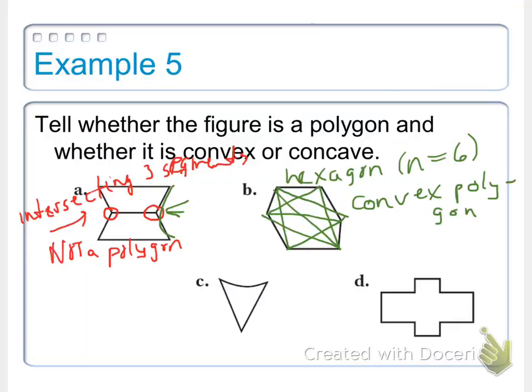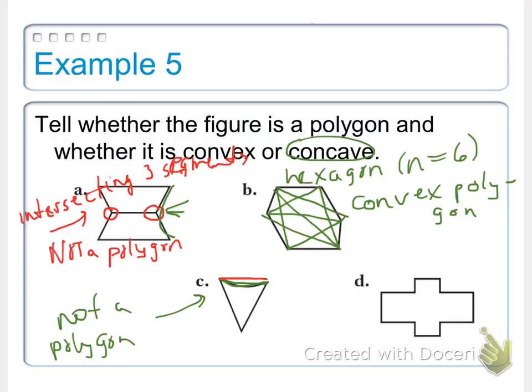Okay, C. Looks like a funky shape. Problem is, this is a curve or an arc. It's not a polygon. If it were one, it would be concave, though. It would be concave on that one, because if I draw the diagonal, this one is outside. It's partially outside, okay?